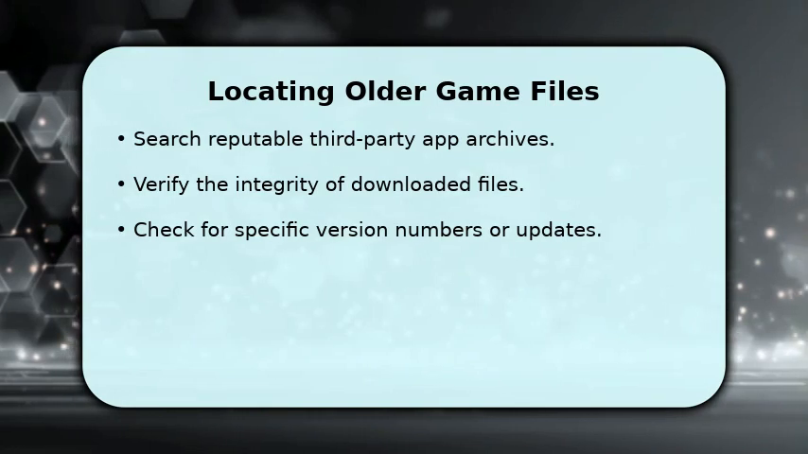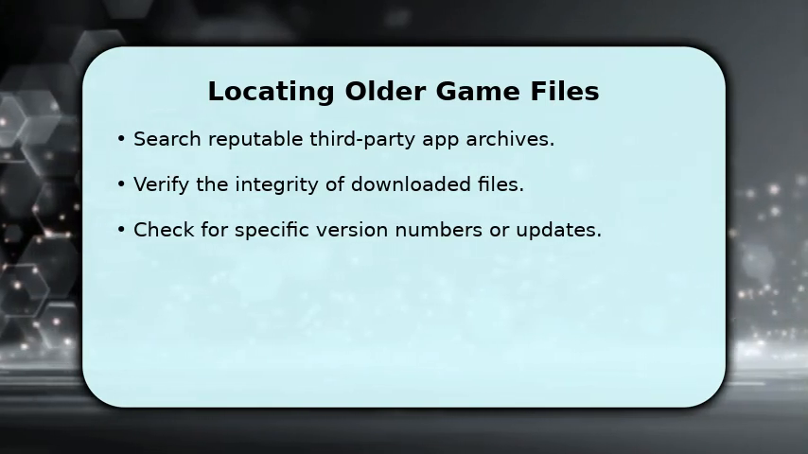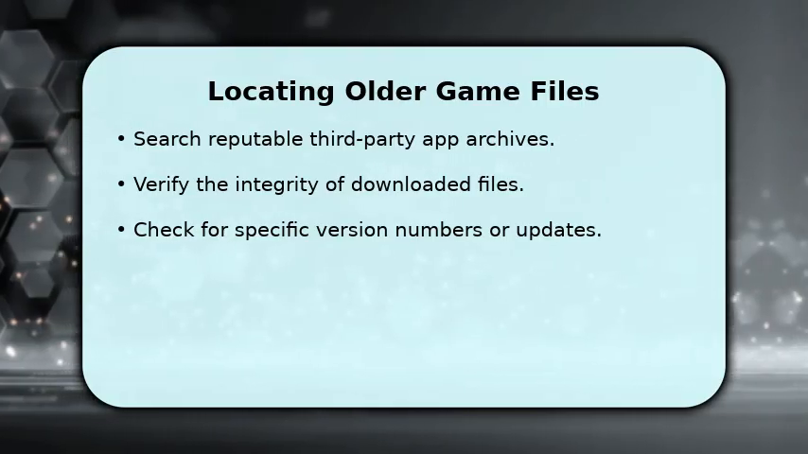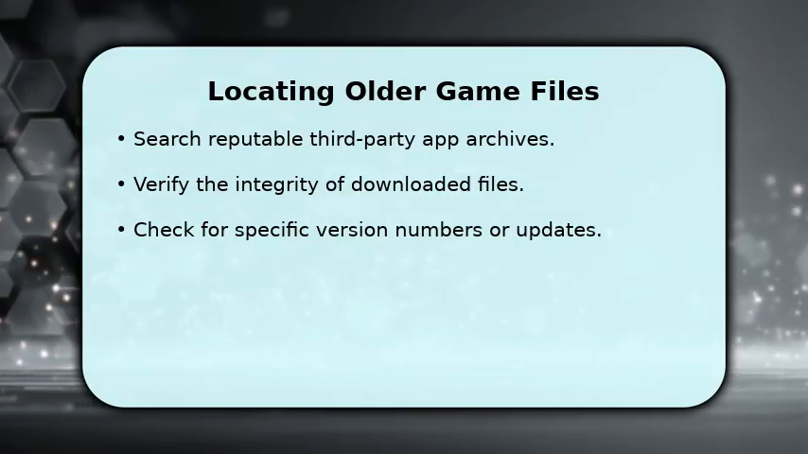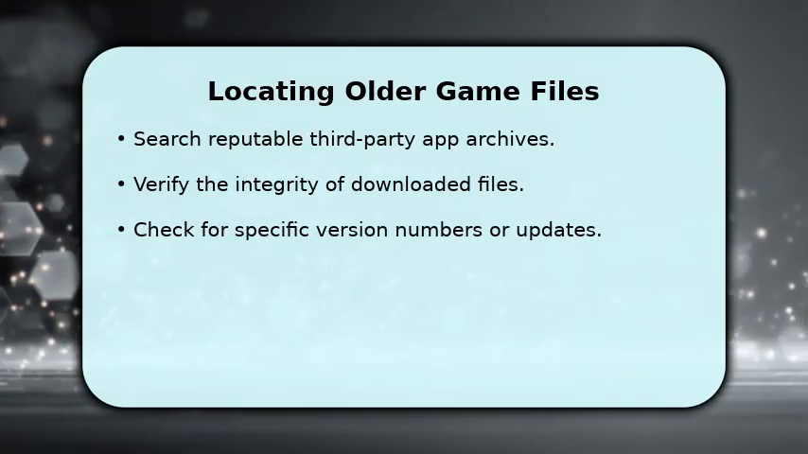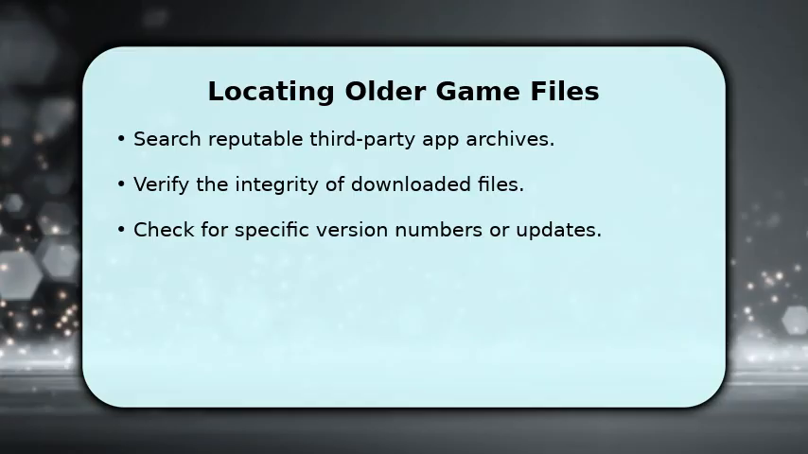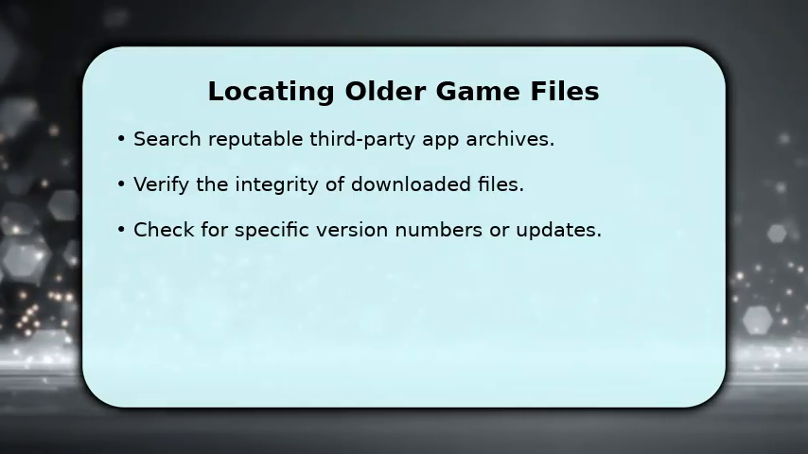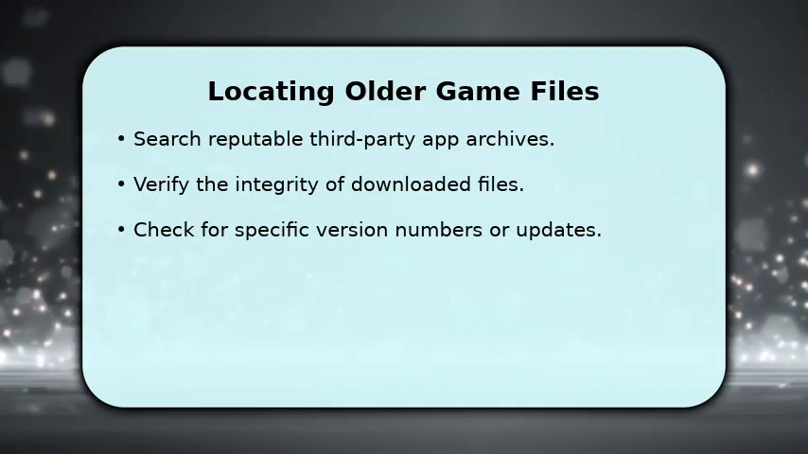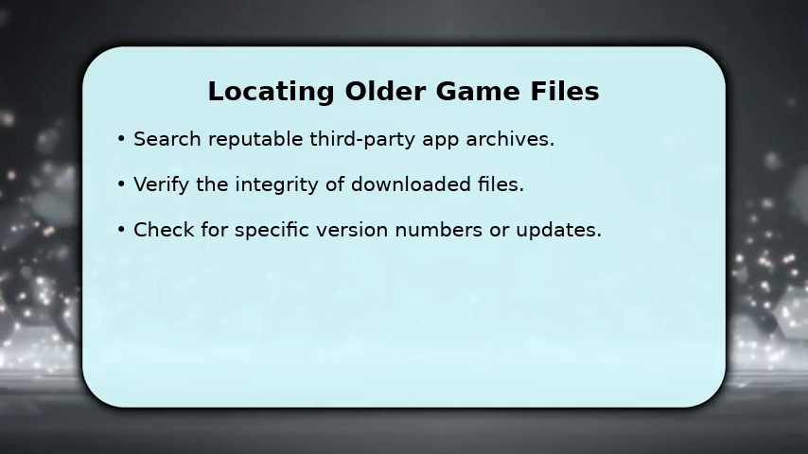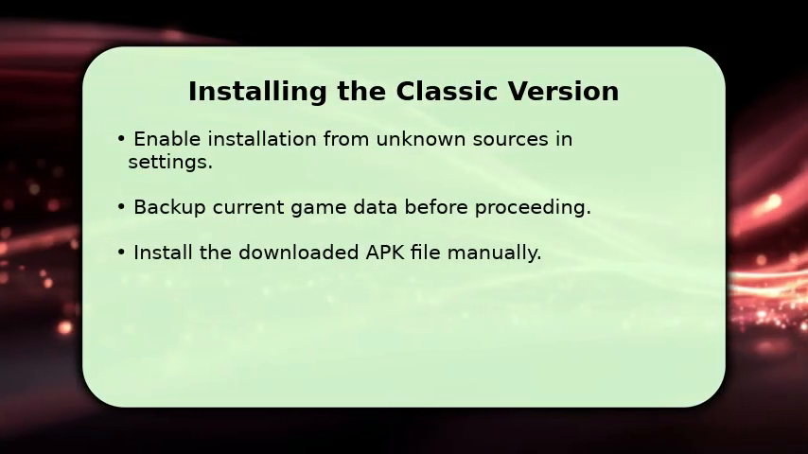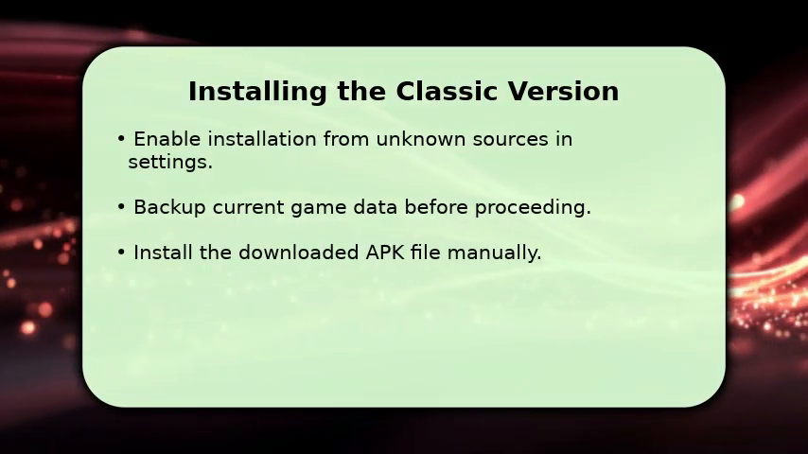To begin, you'll need to locate the specific older version of Subway Surfers you wish to play. Reputable third-party app archives are often the best place to start your search. Always prioritize sources known for providing safe and verified files. Before downloading, check for the exact version number you're looking for and ensure your device's operating system is compatible with that particular build. Once you have your desired game file, you'll need to prepare your device for installation.